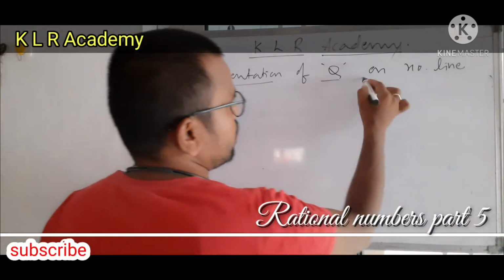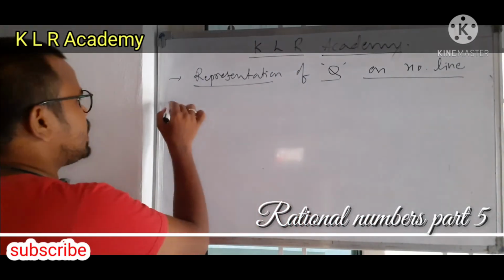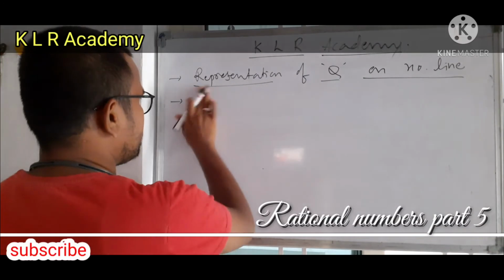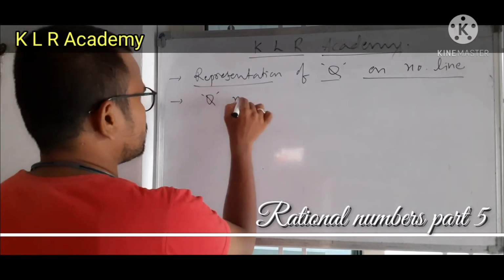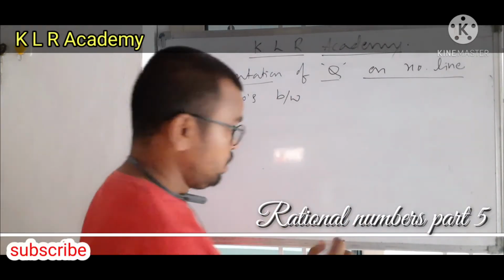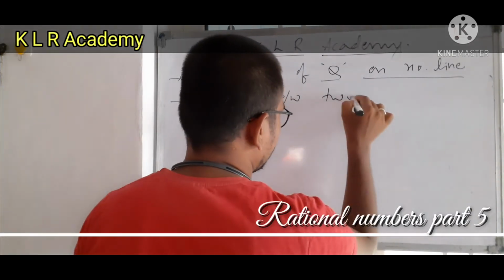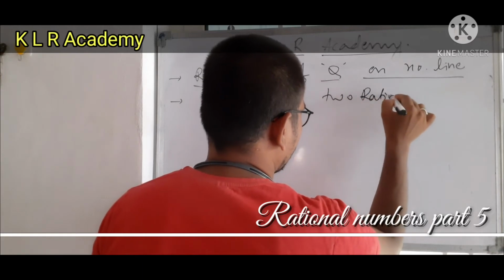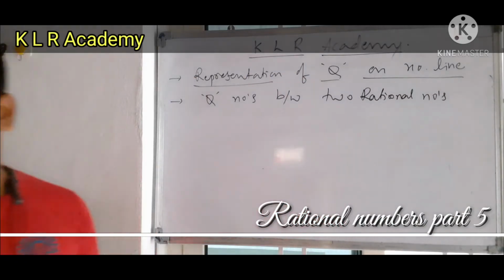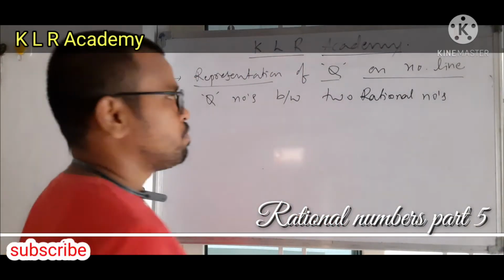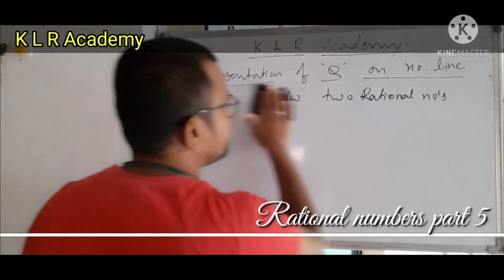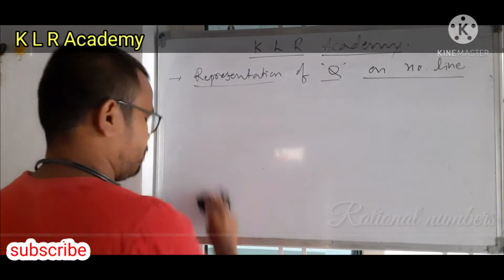Representation of rational numbers on the number line. Next topic is rational numbers between two rational numbers. First, let us discuss the representation of rational numbers on the number line.